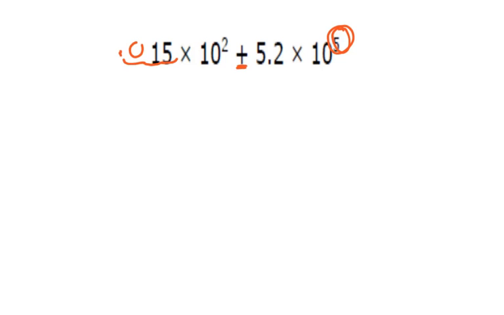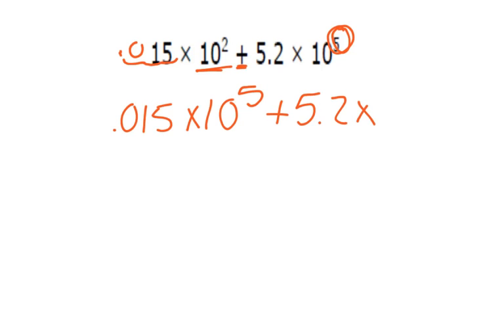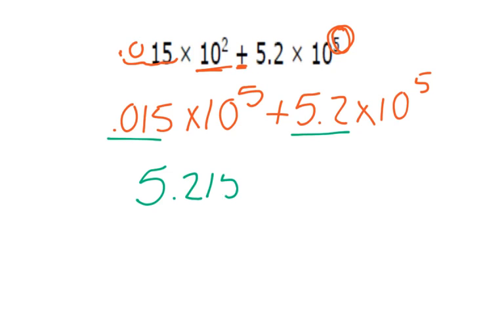So now we're going to rewrite it. This is 0.015 times 10 to the 5th power. Remember, I changed it. Plus 5.2 times 10 to the 5th power. Now they have the same power of 10, so I'm going to add the coefficients. And when I add those coefficients, I get 5.215 times 10 to the 5th power.